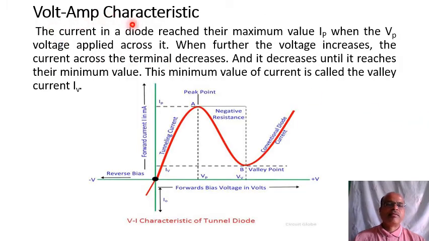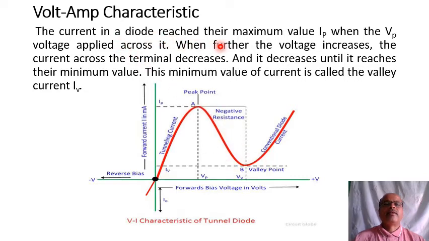So next is the voltage-ampere characteristics of the tunnel diode. Explain construction, working principle, and VI characteristics of tunnel diode. Such a type of question is asked in the exam, so we have to study VI characteristics. This is the forward bias voltage, and this is the forward current in milliampere. Okay, so the characteristics are easy. From this diagram you can explain the characteristics.